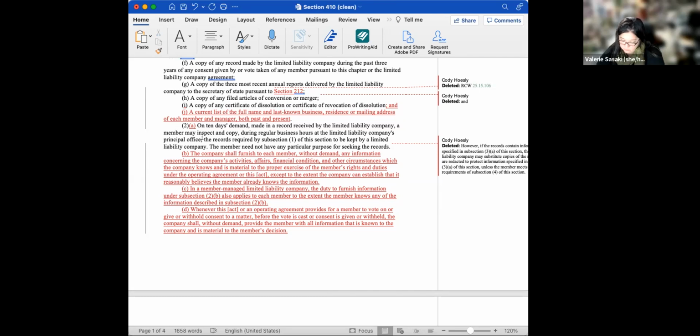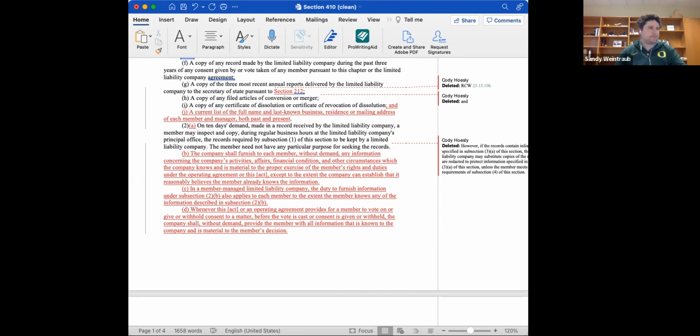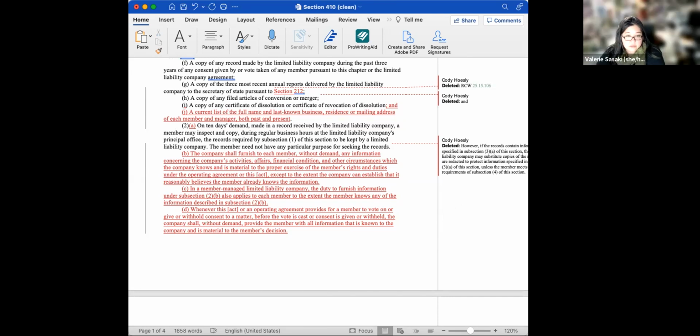So then we pull in C3, which is the duty to furnish information, right? Yes, and we had decided to adopt this, but say it only applies to member managed LLC. Right, and that's in my notes too. Yeah, I had that too. 2C. Okay, and then D, whenever this act provides for a member. And that comes from ROLCA B4.